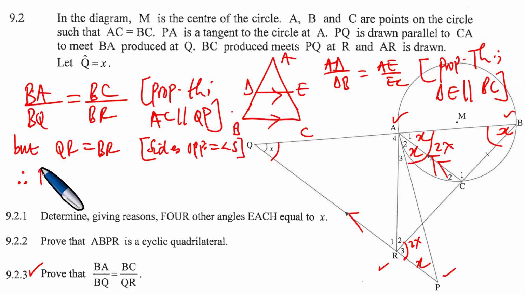Which means, therefore, you can say BA over BQ is equal to BC over, what is the BR? It's QR, like that. And therefore, this is the answer to this particular problem. We've been able to prove that BA over BQ is BC over QR, and then we have proven this result.